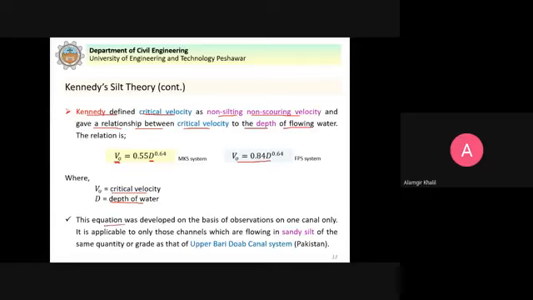Now this equation was developed on the basis of observations on one canal only, because these sites were selected on the Upper Bari Doab Canal. So if we want to determine the critical velocity which will not cause silting and scouring in the channel, it is applicable only to those channels which are flowing in sandy silt of the same quantity or grade as that of the Upper Bari Doab Canal system.